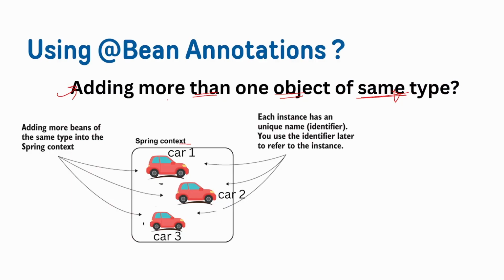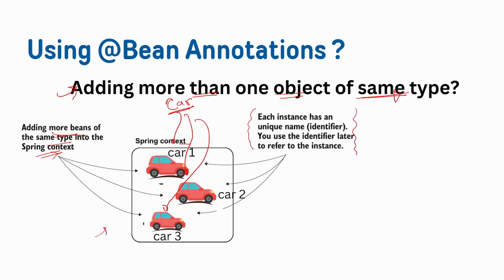For example, using the car, how we can add 3 instances of the car class. So let's see how we can do that, adding more beans of the same type into the Spring context.